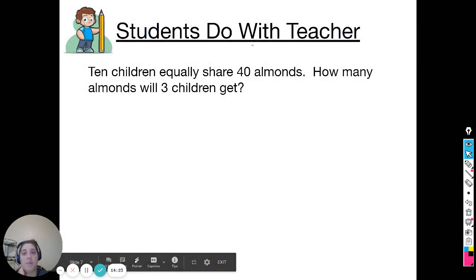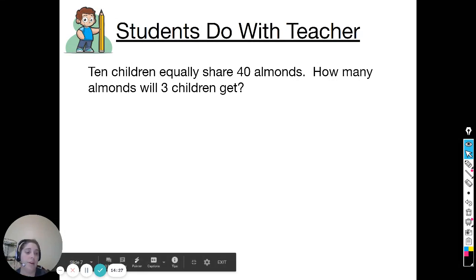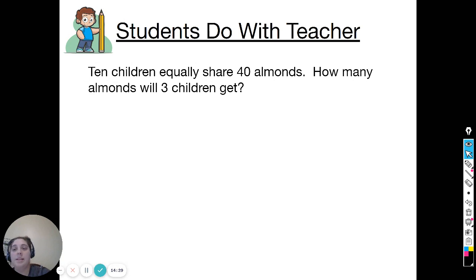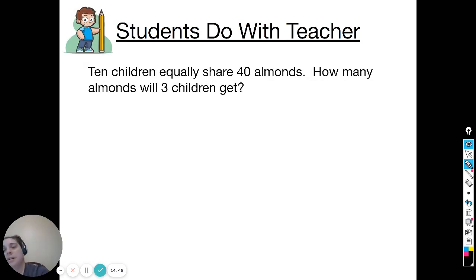Now, this is the one that I'm going to have you do with me. So let's go ahead and read it together. 10 children equally share 40 almonds. How many almonds will 3 children get? Okay, so let's go ahead and start with the first part of our sentence. There's 10 children, and they equally share 40 almonds.